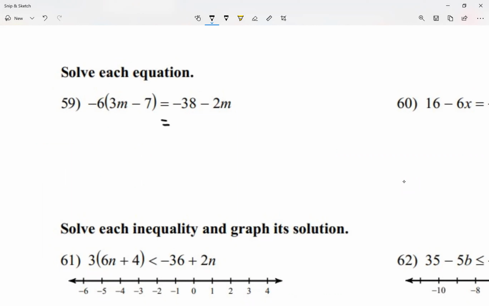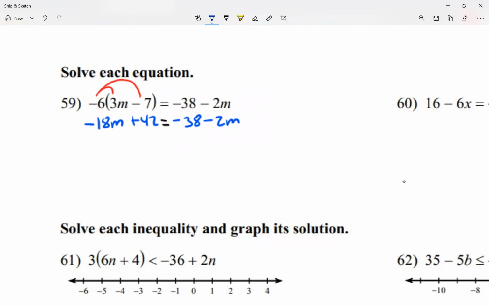Okay, first thing we have to do is get rid of parentheses. That's the first thing I'm going to do. So the -6, I have to multiply to the inside. So that's going to give me negative 18m plus 42, right? -6 times -7 is positive 42 equals negative 38 minus 2m. So get rid of parentheses.